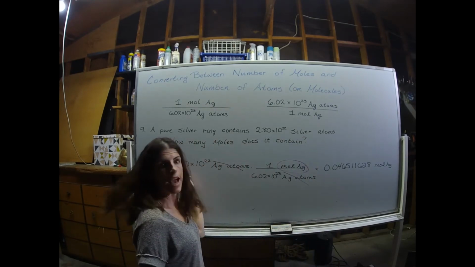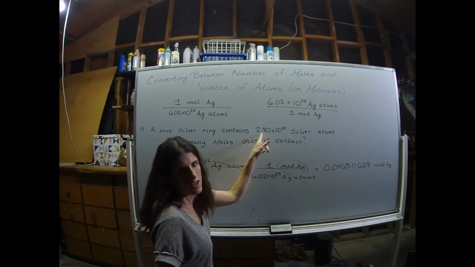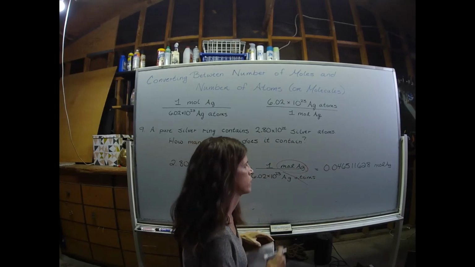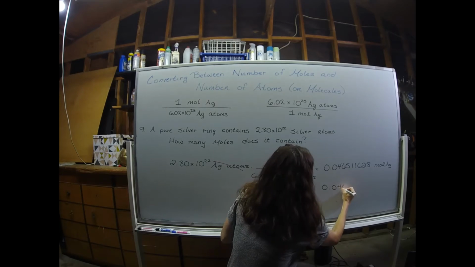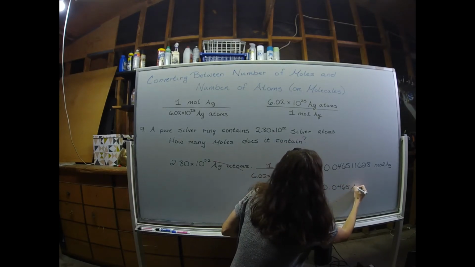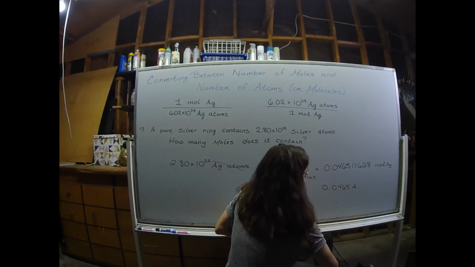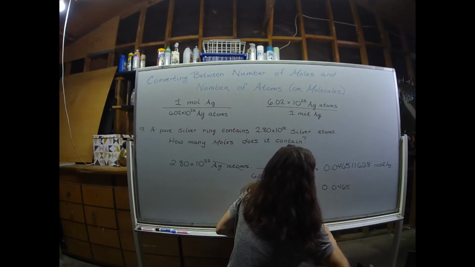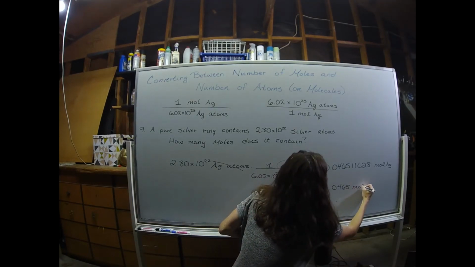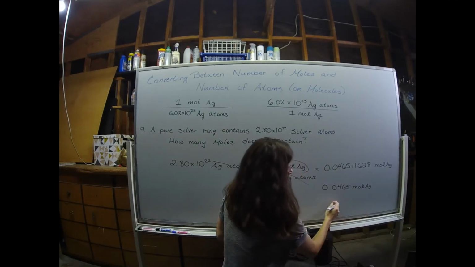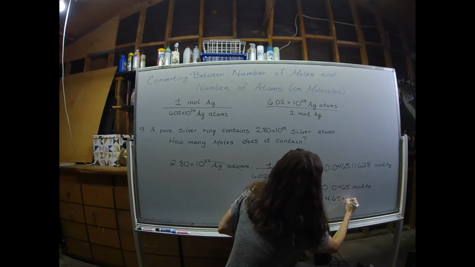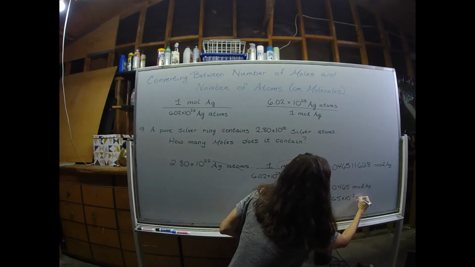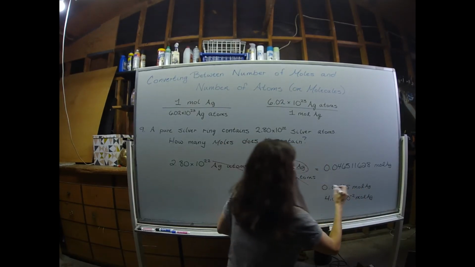Now, since we only had 3 sig figs with the number they gave us, I'm going to cut this off to 3 sig figs. So I want to report this as 0.0465 moles of silver, or I could use scientific notation. Depending on what mode you're in, you could also say 4.65 times 10 to the negative 2 moles of silver. Either one of these would be correct.